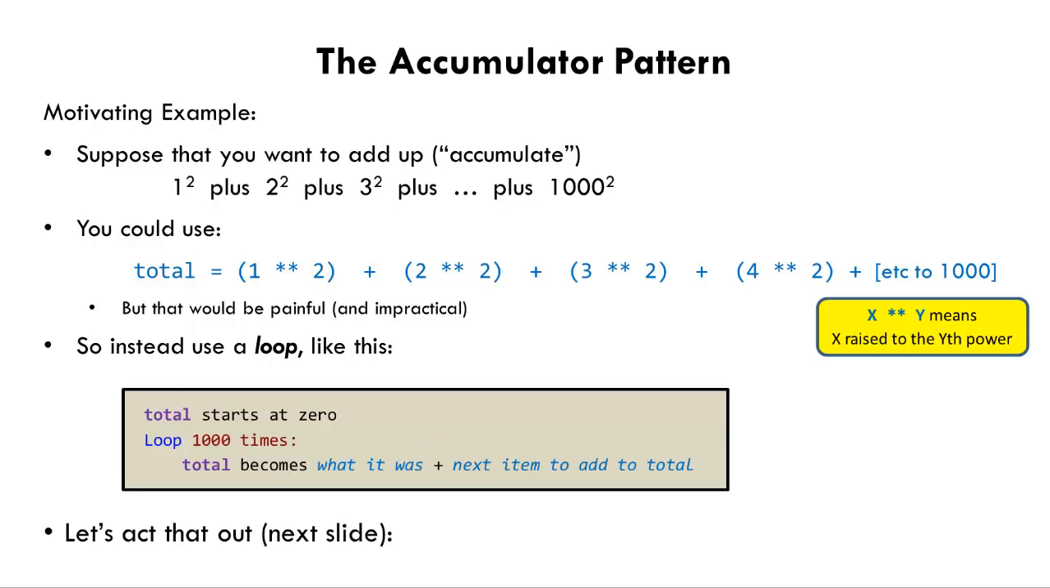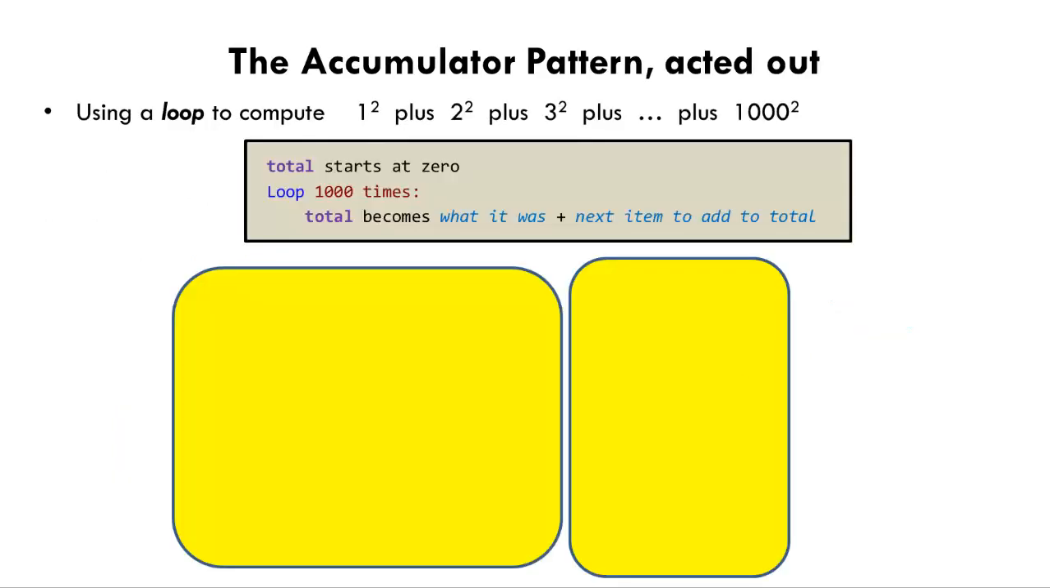Second, have a variable, let's call it total, that starts at 0 and each time through the loop becomes what it was plus the next item to add to the total. Let's act that out. We start our variable total at 0. Then we add in 1 squared, which is 1, so our total becomes 0 plus 1, which is 1.